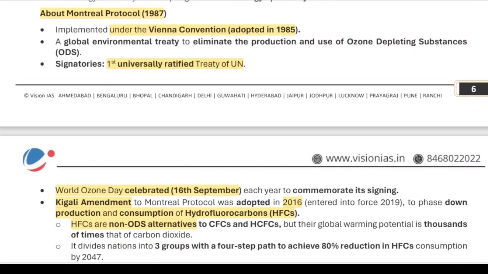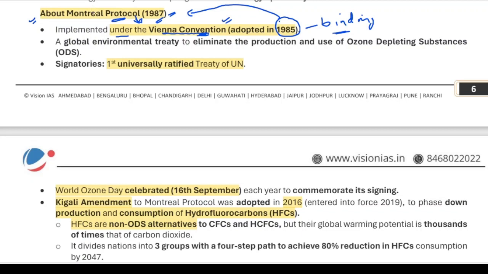This Montreal Protocol came into existence in 1987. It is just a protocol. A protocol is a set of rules, what we have to do and what we have not to do. But there must be some convention or some bigger body under which this protocol has been taken up. So it came under the Vienna Convention. A convention is binding on all the parties who are signatory to it. We adopted the Vienna Convention in 1985, and then under it the Montreal Protocol, a set of rules, was adopted.